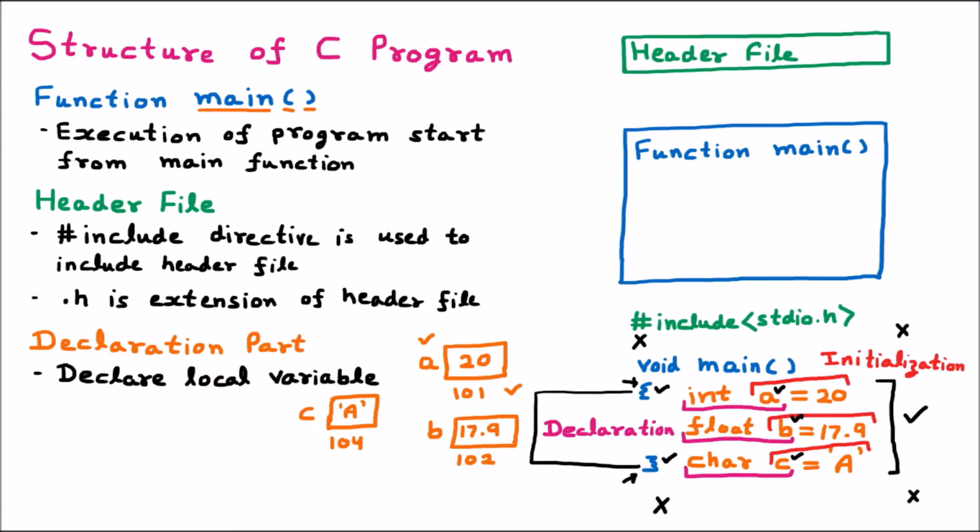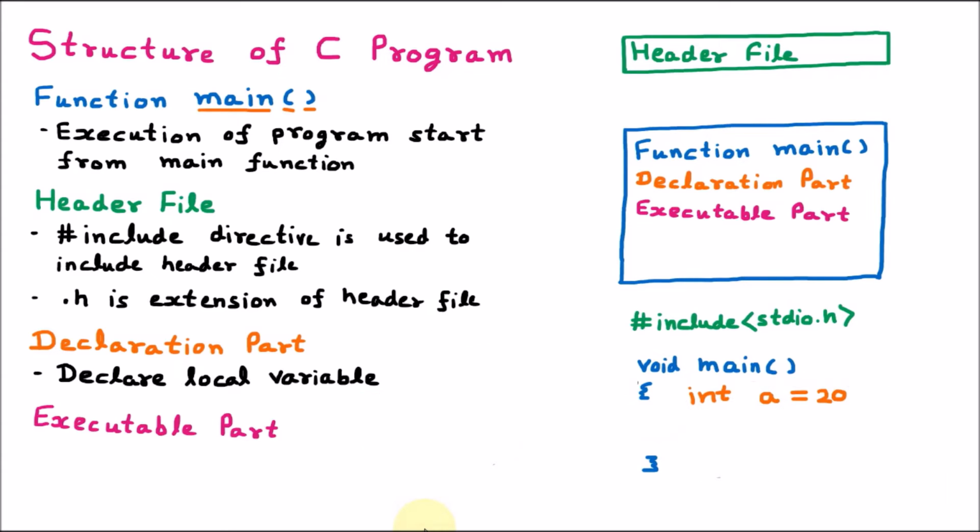The next part in the structure of C programming is the executable part. The executable part is the part which is going to be executed. That means if we are writing some kind of code which will affect the program, and which will give some type of printf statement or maybe some calculation other than the declaration, that is called the executable part.